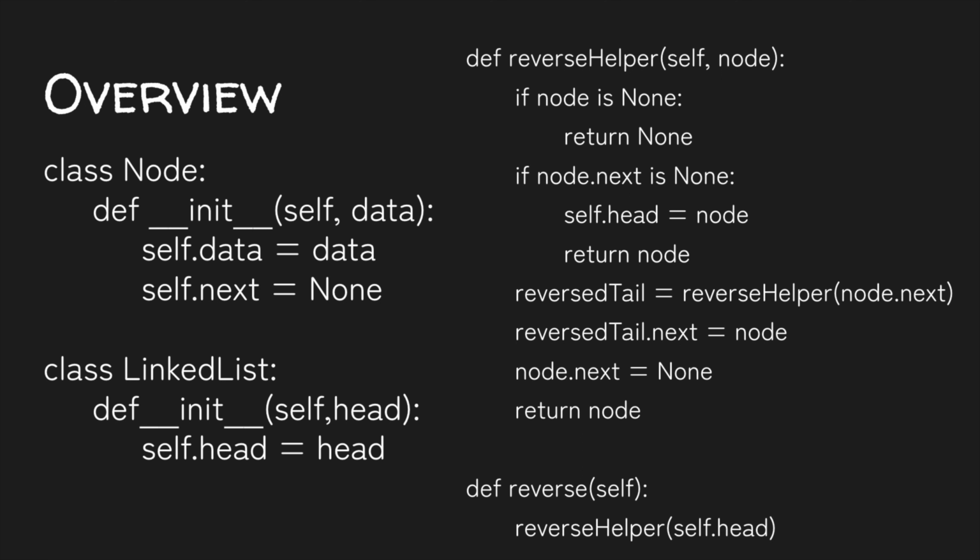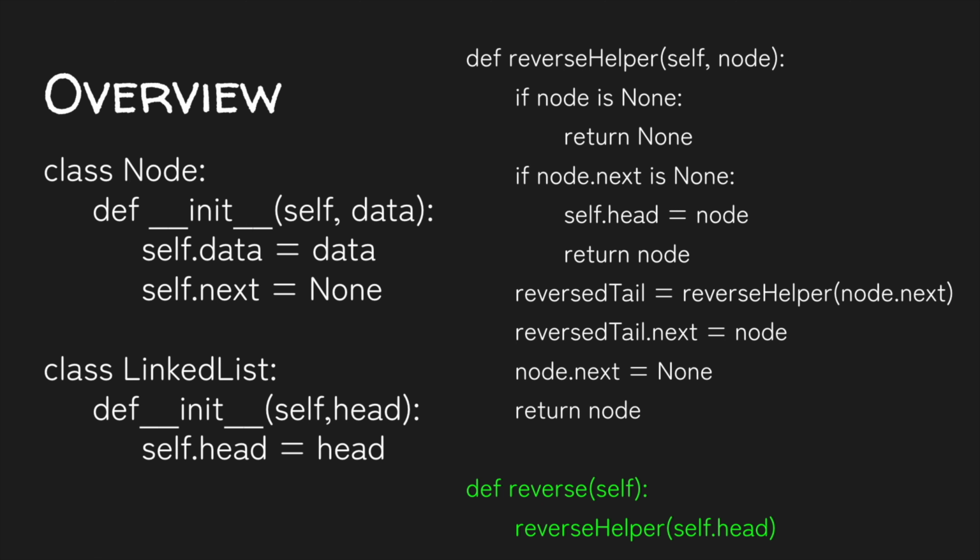The first method, called reverseHelper, is a helper function that takes in a node and reverses the rest of a linked list starting from that node. The next method, called reverse, acts as a driver function, calling the reverseHelper method on the head of a linked list so that we reverse the entire linked list.